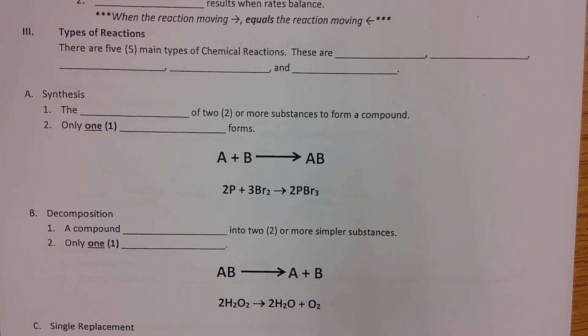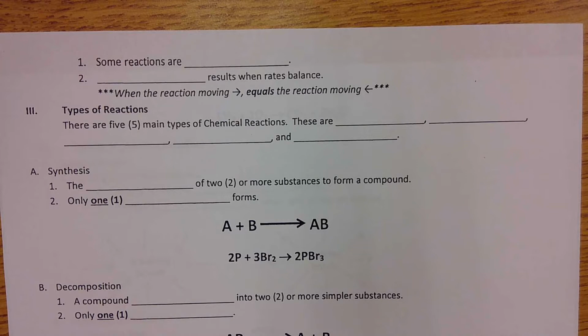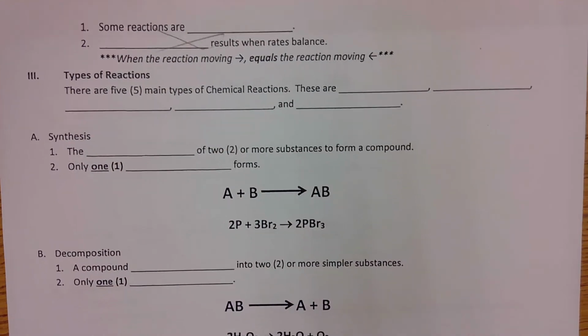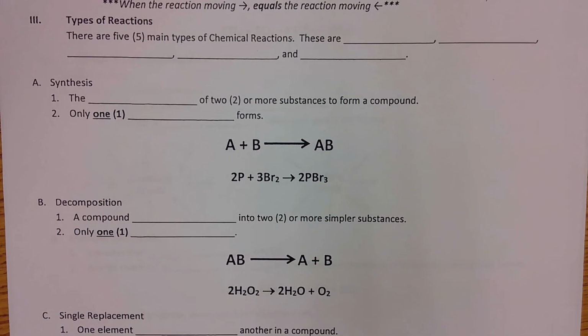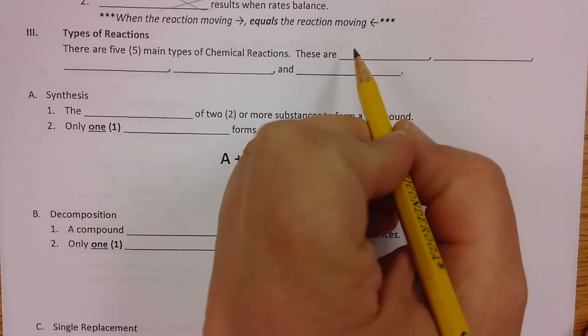Welcome to lesson 7.4. We are going to briefly talk for just a moment about the different types of reactions. So these first two sentences on the top here, we're starting here. Roman numeral 3, types of reactions. There are basically five main types of chemical reactions. So let's list them out here.